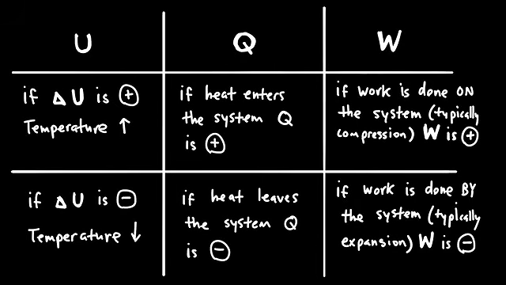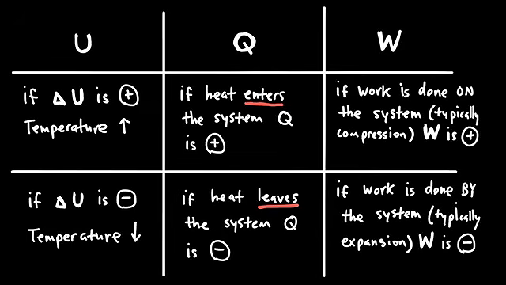For Q, if heat is entering the system, then Q is defined as being positive. And so we need to remember that for most problems where we're thinking about the first law of thermodynamics, we're going to be talking about a system and the surroundings. And so if heat is entering the system from the surroundings, Q will be positive. And if heat leaves the system, then Q will be negative. Or similarly, if heat is going from the system to the surroundings or the environment, then Q should be negative.